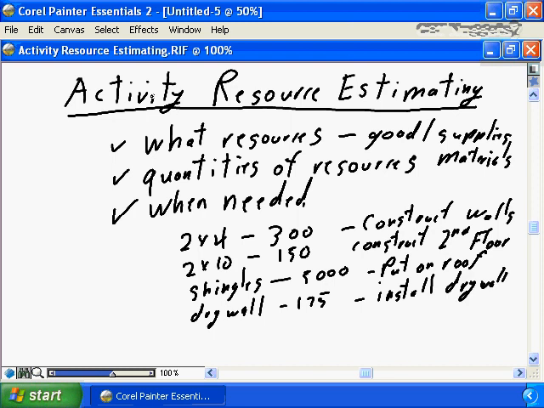So activity resource definition is all about understanding what goods, what supplies, what materials are required to allow you to execute your project plan. You need 2x4s, you need 2x10s, you need shingles, you need drywall. This information can be determined from the project scope, in this case from our project blueprint. You determine the quantities, again from the project scope, from the project blueprint, and you determine when the resources are needed based on the work breakdown structure elements that have been defined for your project.